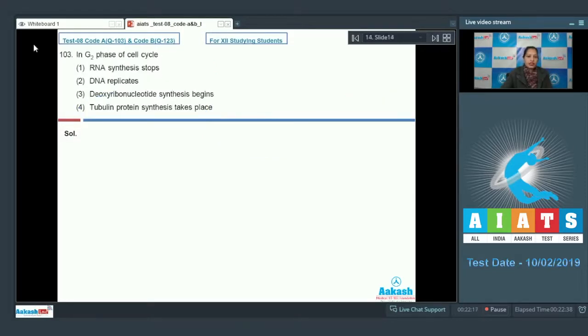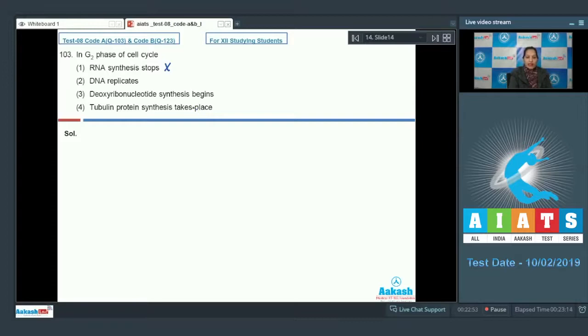Question number 103. In G2 phase of cell cycle, first option, RNA synthesis stops. Second, DNA replicates. Third, deoxyribonucleotide synthesis begins. Fourth, tubulin protein synthesis takes place. In G2 phase of the cell cycle, what happens? RNA synthesis stops? No. Most of the RNA and protein synthesis takes place in the G1 phase of the cell cycle, but some of the proteins and RNA synthesis takes place in the G2 phase also.